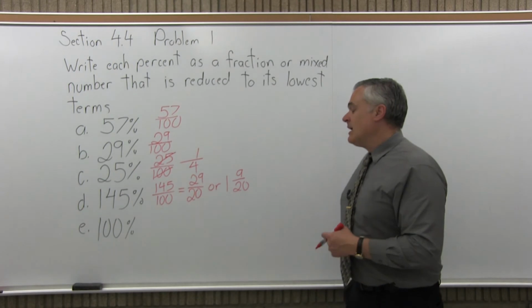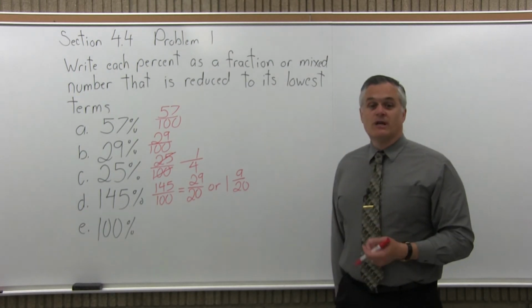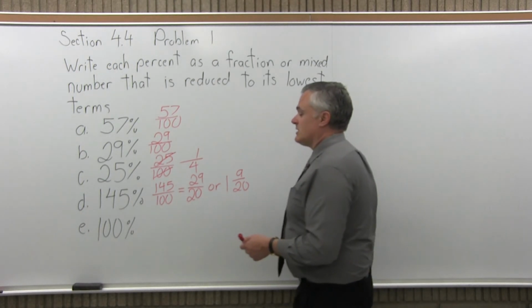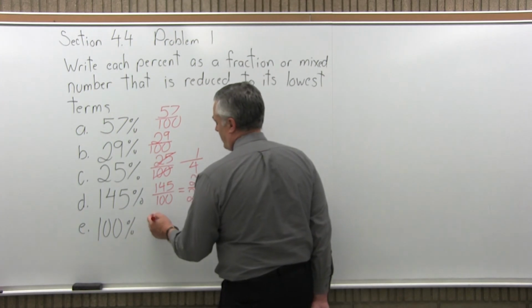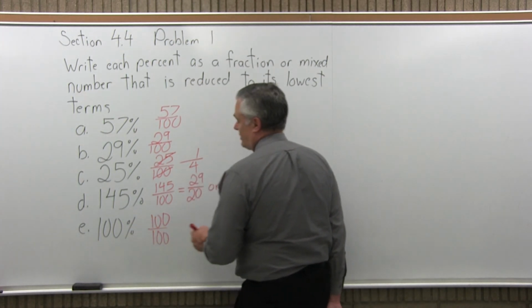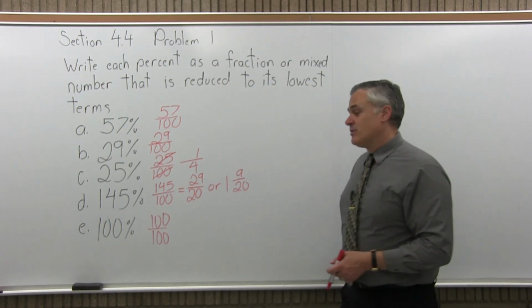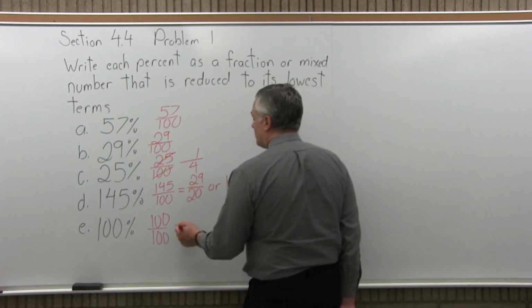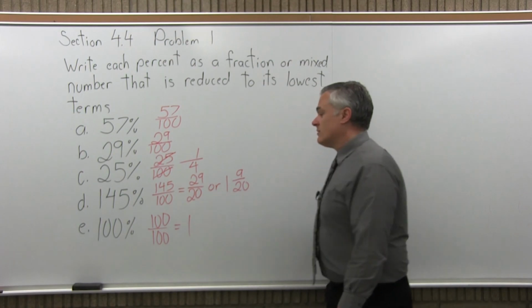And finally, the last one, 100%. Write it as a fraction or mixed number reduced to its lowest term. So write the percent over 100. So you'd have 100 over 100. That reduces, of course, because 100 divides into both evenly. So it just reduces to 1. 100% is equivalent to just 1.